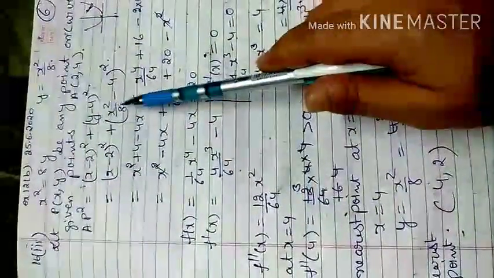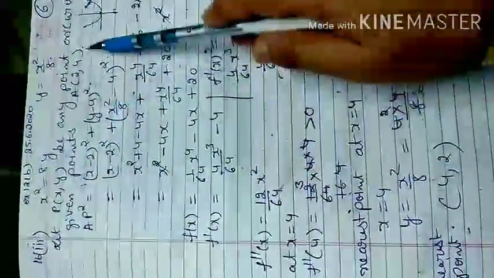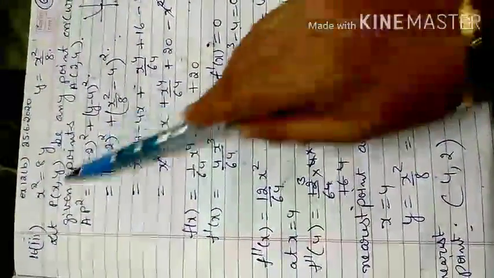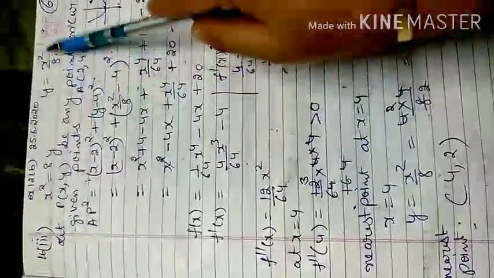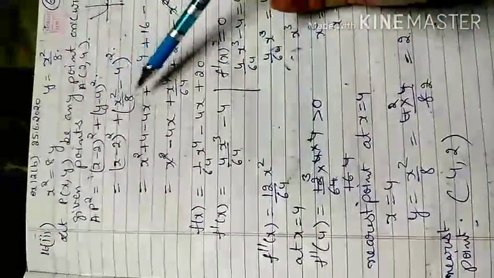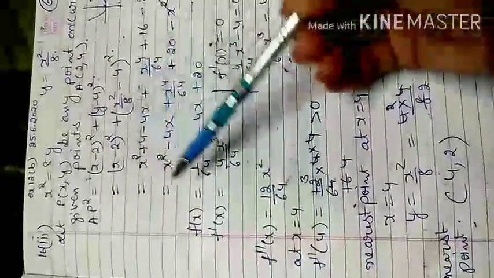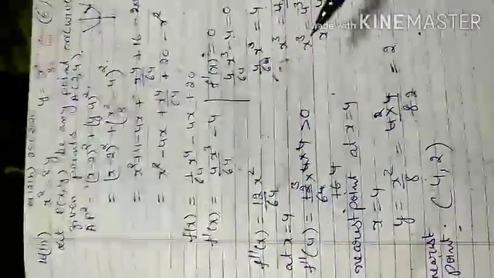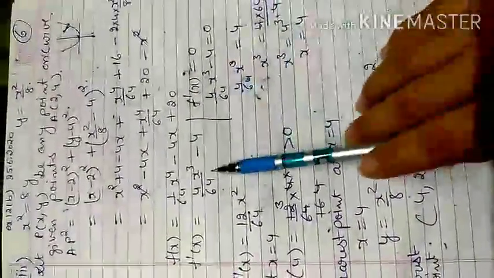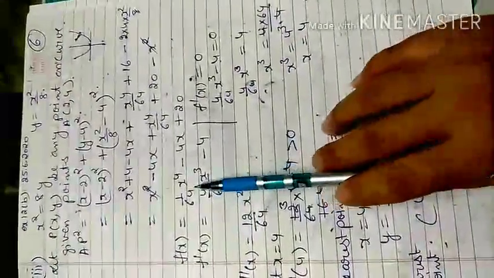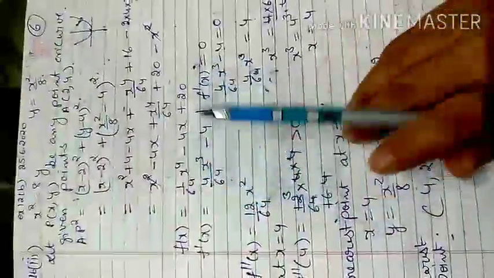So we apply again our distance formula, (x minus 2) whole square plus (y minus 4) whole square. This time x square equals 8y, we extract the y value, that is x square by 8. So in place of y we replace x square by 8. Now we apply the (a minus b) whole square formula. Then my required equation will be 1 by 64 x^4 minus 4x plus 20. So this is my required equation.